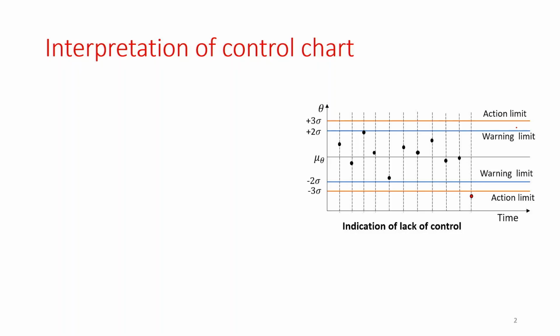So action limit is 3 sigma limits. Actually, to be very accurate, it is 3.09, but we can say it is 3 sigma. Similarly, 2 sigma limit, actually it is 1.96, but we can say this is 2 sigma limit, because 1.96 is close to 2 and 3.09 is also close to 3. So it is easy to remember, and that's why we say it is 3 sigma limit and 2 sigma limits.